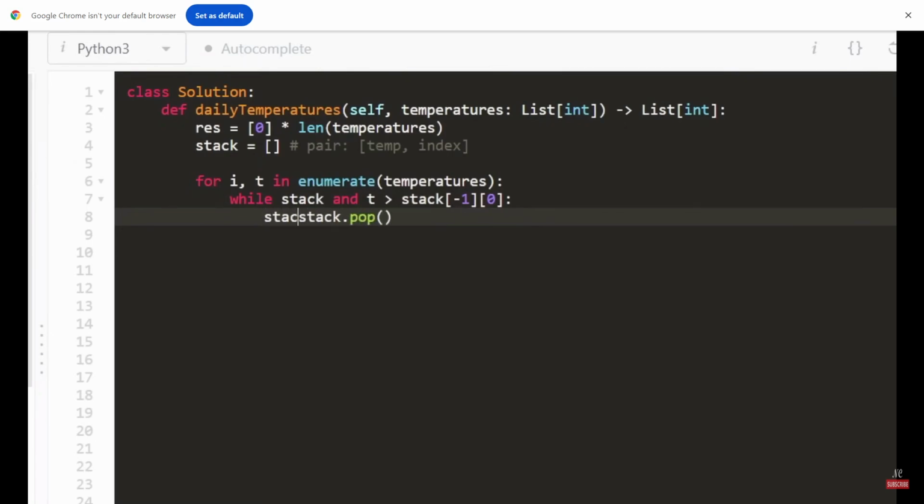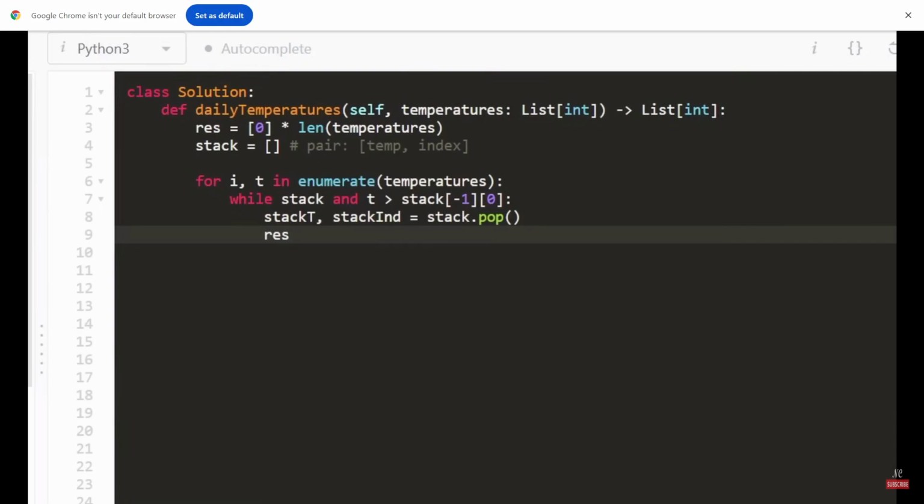So stack.pop. I'm going to call it the stack temperature and the stack index, which we just popped, right? And for this temperature, we want to, in the result output say, okay, whatever the index of this temperature was, stack index, we want to compute the number of days it took us to find a greater temperature. We can do that with I, the current index that we're at, minus the index of the temperature that we just popped, and we take the difference of those. That gives us the number of days it took to find a greater temperature, and then we're just adding it to the result at the corresponding position we want to.